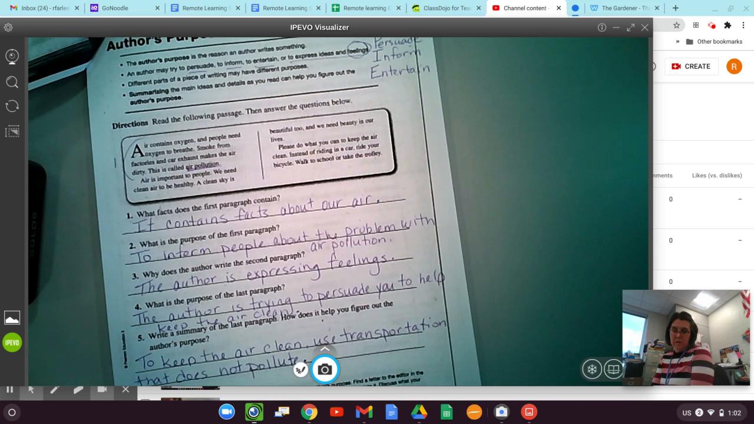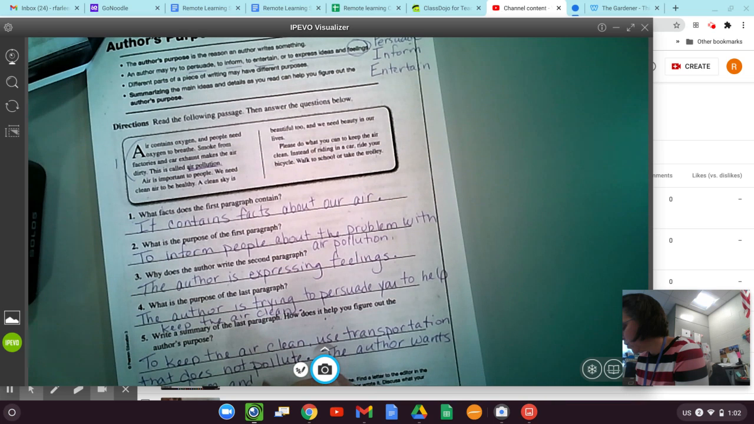So the author in this little passage wanted to inform us about air and air pollution, and he wanted to persuade us. So the author wants to inform and persuade. Alrighty. Go ahead and pause if you need to.